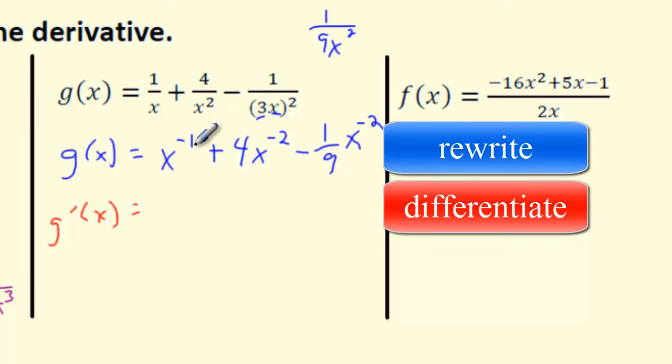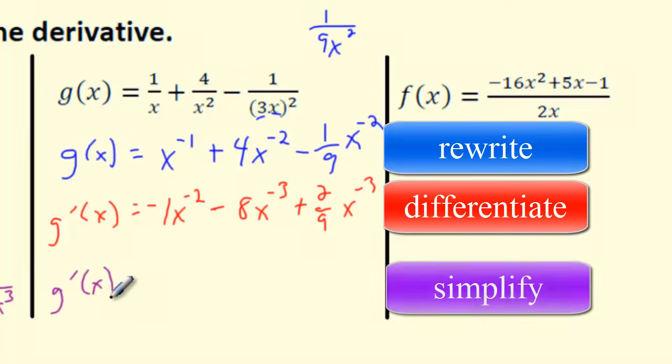So I'm going to follow my rules. Power times the coefficient, drop it down. Then I'm going to say negative 2 times 4. I like to make that negative 8 as I go. So that'll be negative 8x to the negative 3. You could say plus minus, but it gets confusing in there. So I've got a negative 1/9 times a negative 2, so I'm looking at plus 2/9, and that is x to the negative 3. I'm pretty happy with that. There's my derivative. Now let's simplify it.